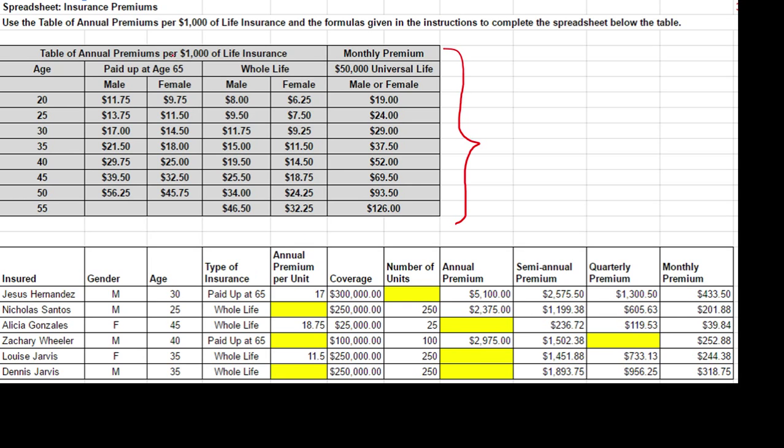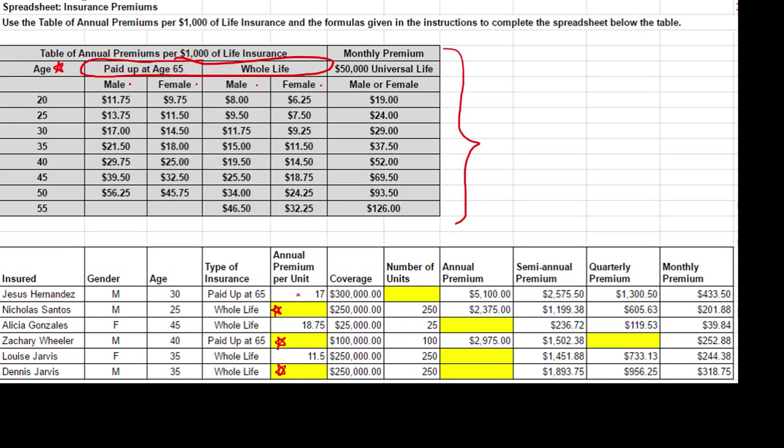Annual premiums per $1,000 of life insurance are based on three categories, we could call them. A person's age, the type of insurance, so in this case that means whether it's paid up at age 65 or whole life insurance, and a person's gender, whether they are male or female. Knowing these three things about a person will allow us to determine their annual premium per unit. So you're asked to do this for Nicholas Santos, for Zachary Wheeler, and for Dennis Jarvis.